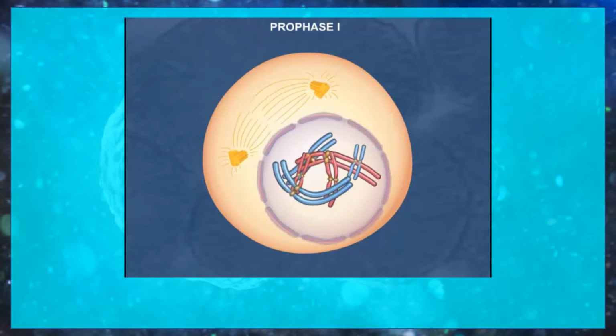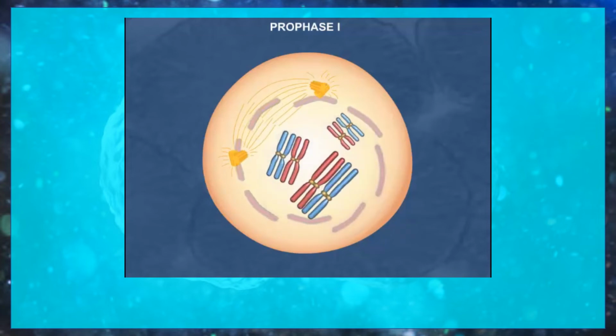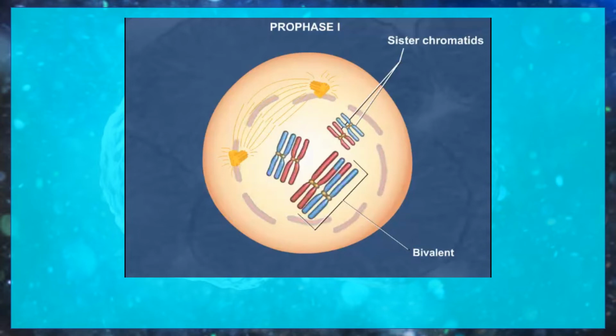Early in prophase, synaptonemal complexes form, and the homologous chromosomes are seen to align next to each other to form a structure called a bivalent. A bivalent is composed of 4 sister chromatids. Crossing over will occasionally occur between homologous chromatids within a bivalent.